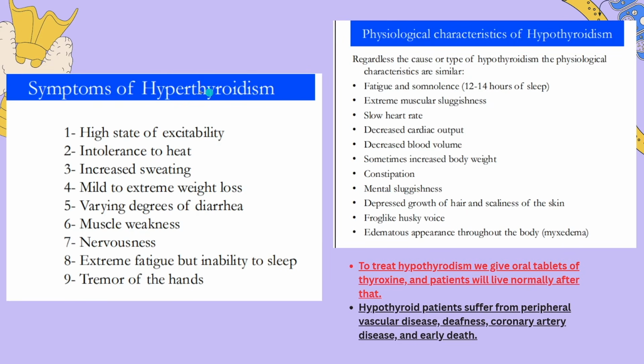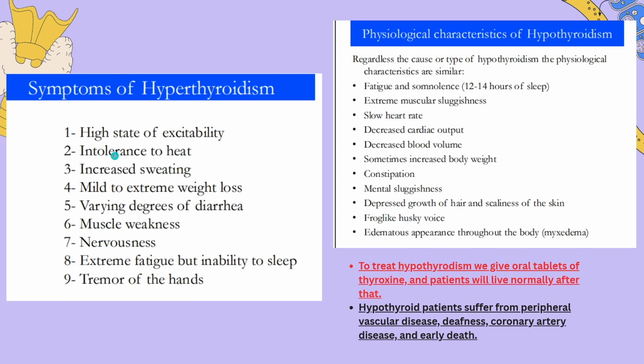Now, symptoms of hyperthyroidism and hypothyroidism. Hypo is opposite of hyper, except for the fatigue part. Both of them have fatigue, but in one of them you cannot sleep, in the other one you sleep for too long. High state of excitability, we said that it's going to increase the activity in the synapse of the synaptic cords, which is going to increase the excitability.